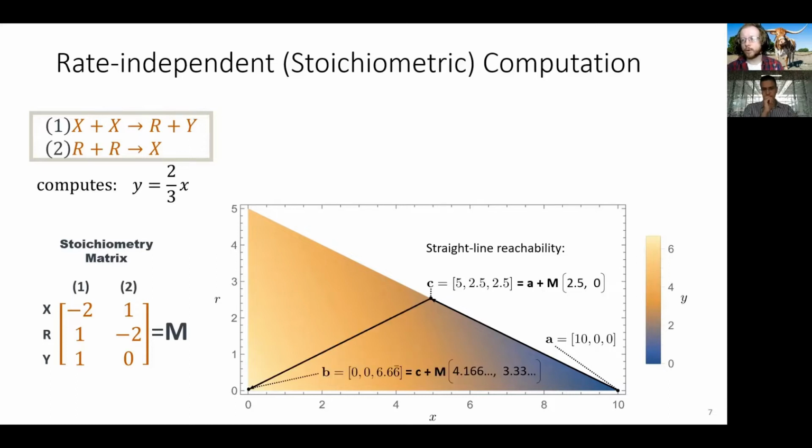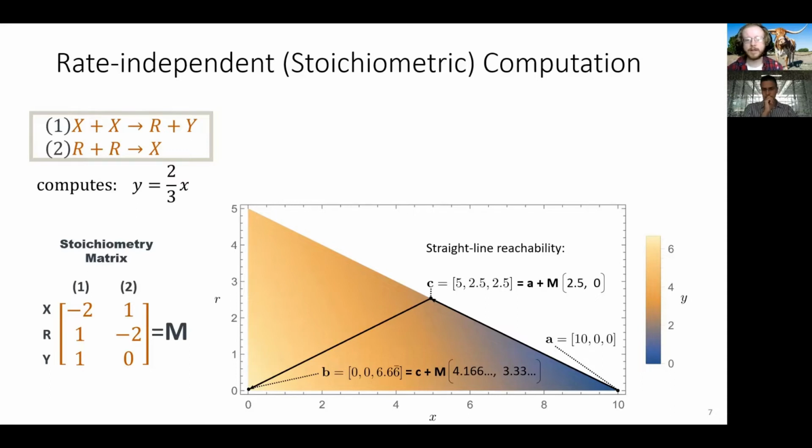We can also compose these straight line segments. So we can look at the state B, which is straight line reachable from the state C. And this lets us define this whole set of stoichiometrically reachable states. These are the ones which are reachable by some composition of line segments.